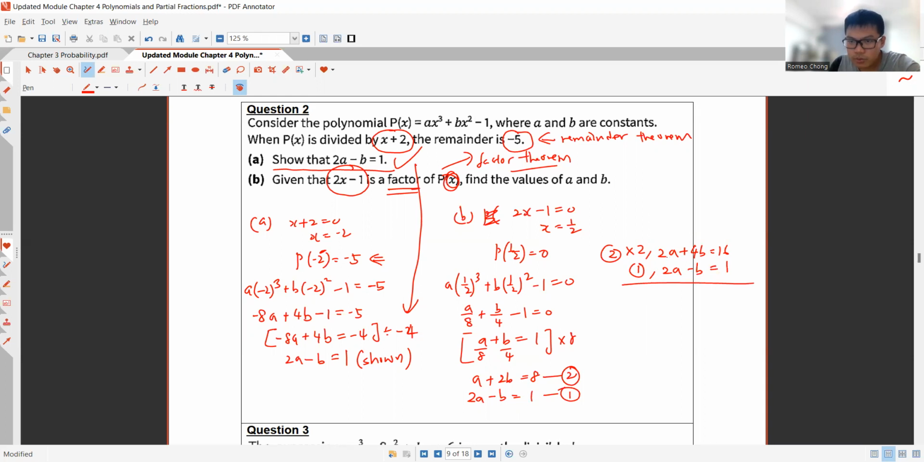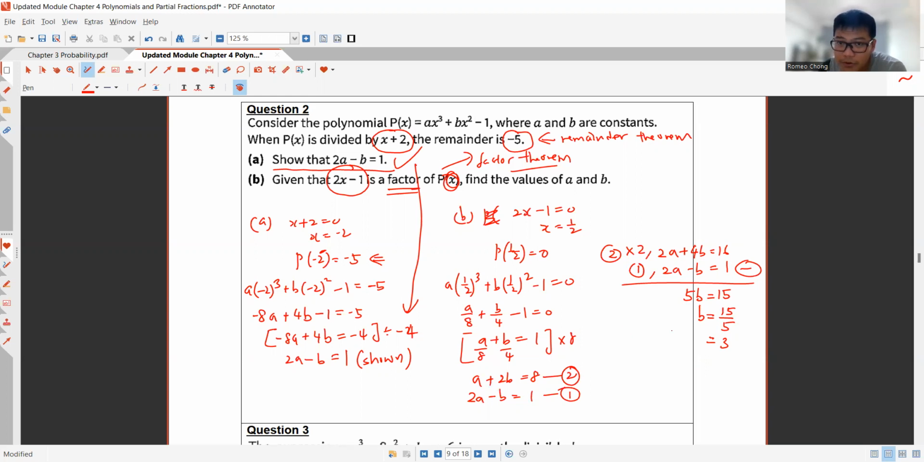What you need to do is, because I want to remove the a, I do minus. So 2a minus 2a is no more. Negative, 4b minus minus becomes positive, so 4b plus b, you get 5b. And 16 minus 1, you get 15. So your b is actually 15 divided by 5, so you get 3.